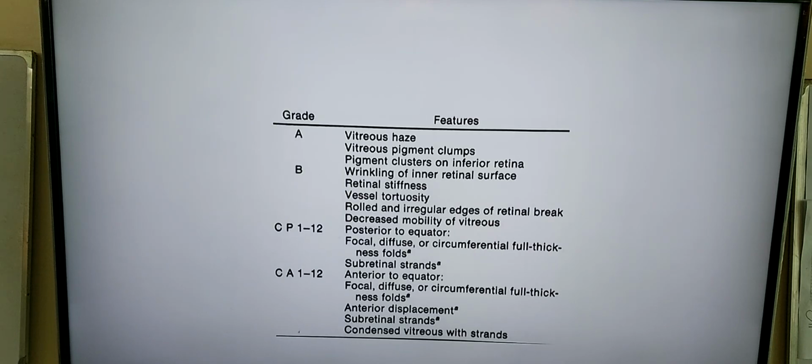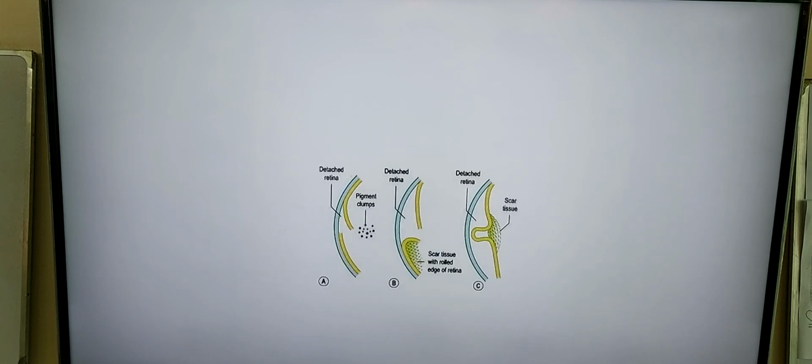And in grade C, if it's posterior to the equator, there will be focal, diffuse or circumferential full thickness folds and subretinal strands. If it's anterior to the equator, there are focal, diffuse or circumferential full thickness folds, anterior displacement, subretinal strands, and condensed vitreous with strands. This picture shows the grade C PVR.